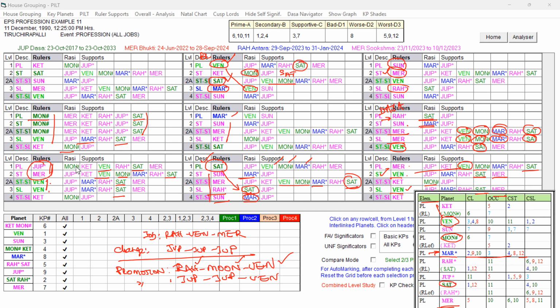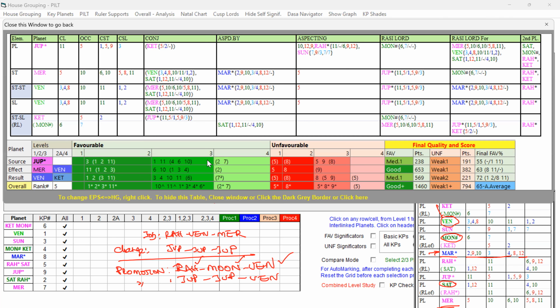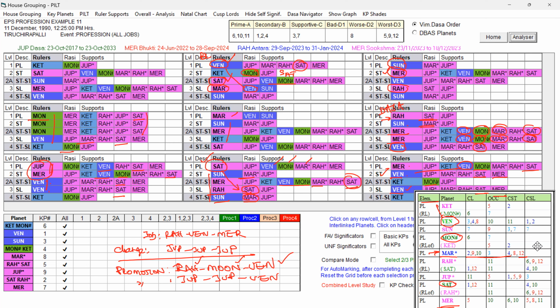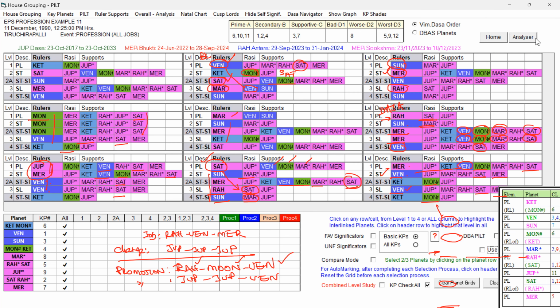Suppose you want to see the EPS table, we can see the level-wise grouping and all. You double click on this planet and you will get that EPS table and you can check that also. So that is also possible with the help of this PILT table. So now it has come. I have to use EPS colors. So that is the one which you have to do now. Just a minute.